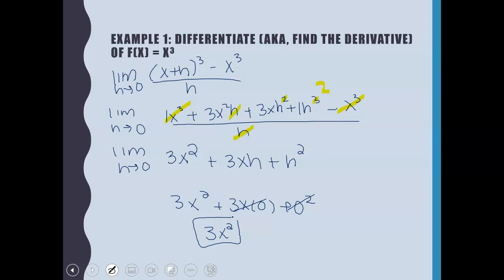What that means is that the slope of the tangent at any number x could be plugged into 3x squared. Because this, by definition, represents the slope of the tangent as we knew it. Correct?